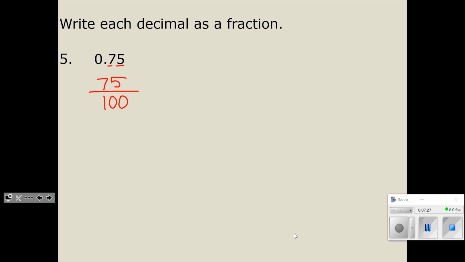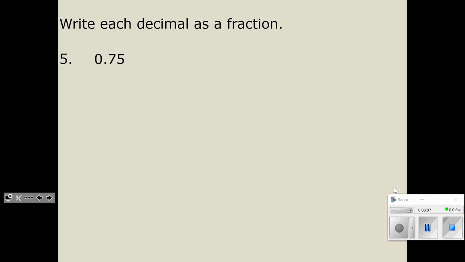Now all we have to do is simplify. Simplify a fraction. You have to find a number that goes into the top and to the bottom. And I am going to choose, what should we choose? What do you want to simplify by? 25. 25? Okay, so divide the top and the bottom by 25. 75 divided by 25 is? 3. 100 divided by 25 is? 4. And so that would be our answer, 3/4.